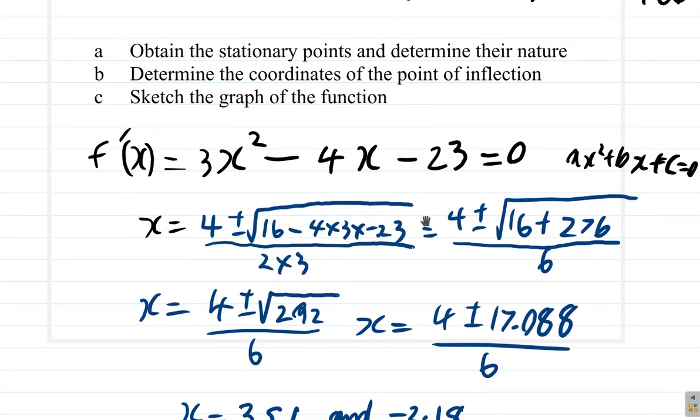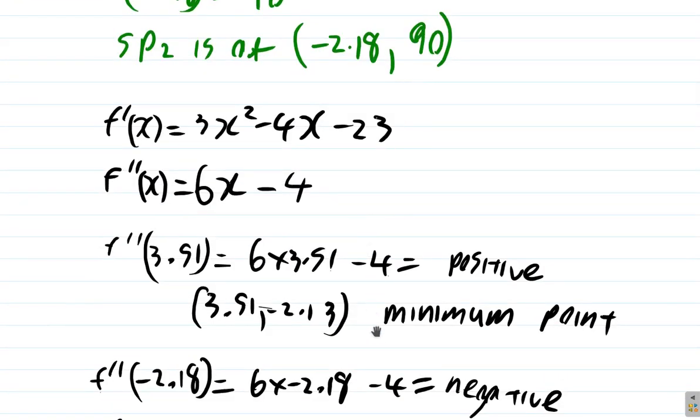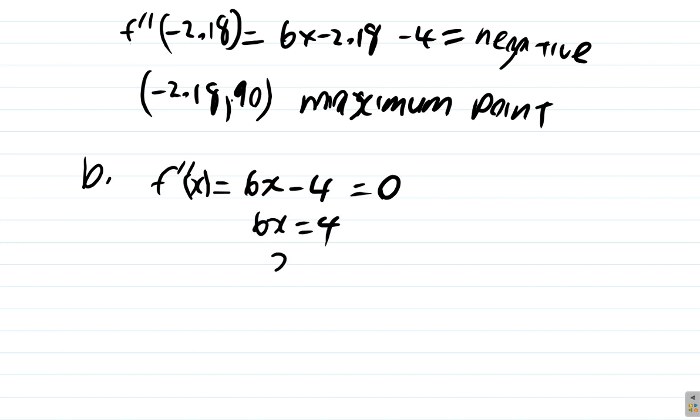Now, the coordinate of the point of inflection. The second derivative was 6x minus 4. So at the point of inflection, the second derivative, 6x minus 4, is equal to 0. What is x in this case? 6x equals 4, so x is going to be 4 over 6, which is 2/3. And then, when x equals 2/3, f of 2/3 is what? The function was what?